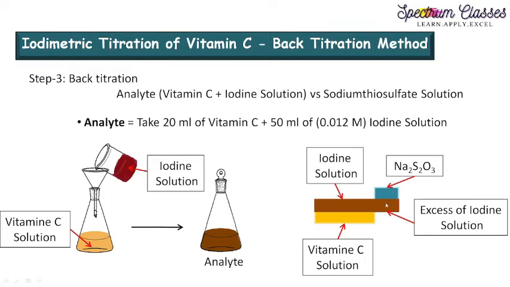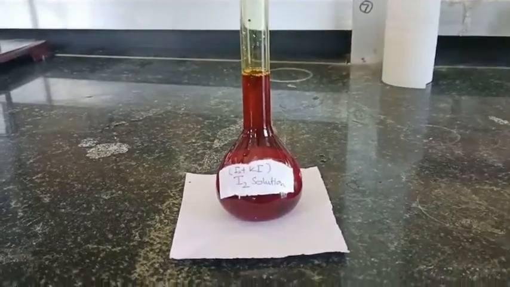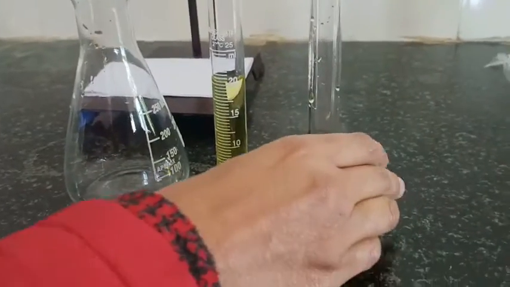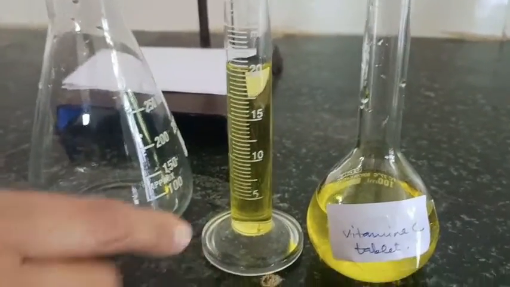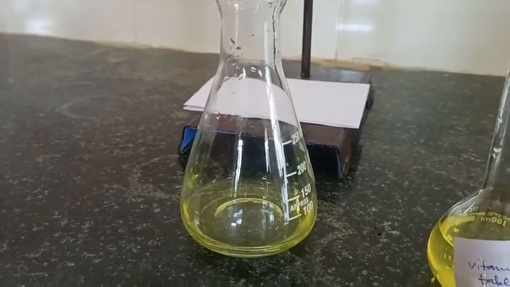So once we come to know that this much of iodine solution is in excess in the analyte, then we certainly come to know how much iodine solution reacted with the vitamin C solution. If it is difficult for you to understand, let me show you the lab activity, right? This is iodine solution and this is vitamin C solution. I have taken 20 ml of this vitamin C solution in this measuring cylinder, and this 20 ml of vitamin C solution I am going to add to this conical flask which is previously rinsed and washed.